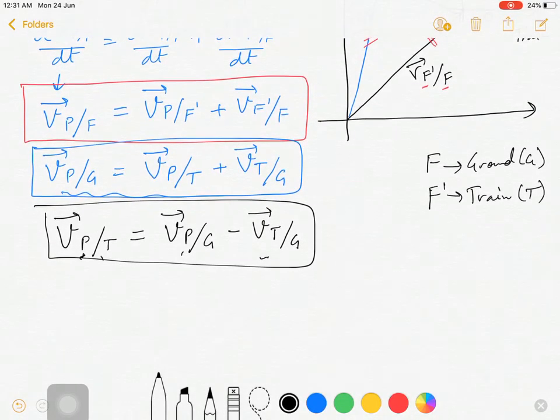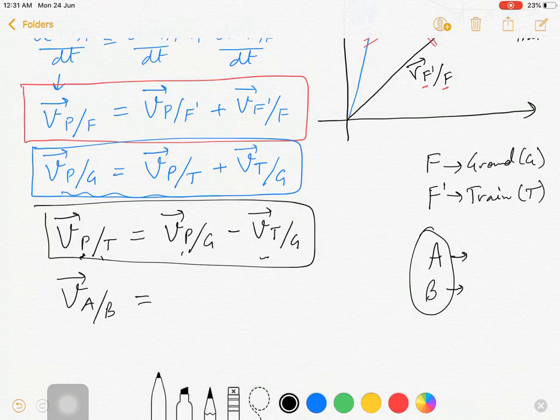So again, if we consider two moving frames of reference, like A is one moving frame of reference with respect to ground and another is a second moving frame of reference with respect to ground, and we find the relative velocity between these two moving frames of reference, the relative velocity would become like this: velocity of A with respect to B is nothing but velocity of A with respect to ground minus velocity of B with respect to ground.